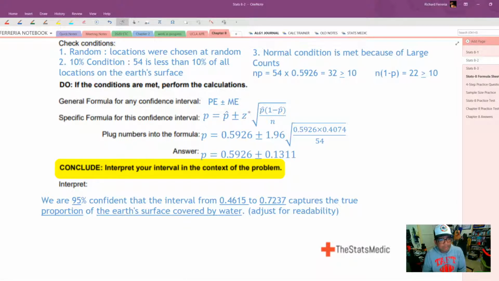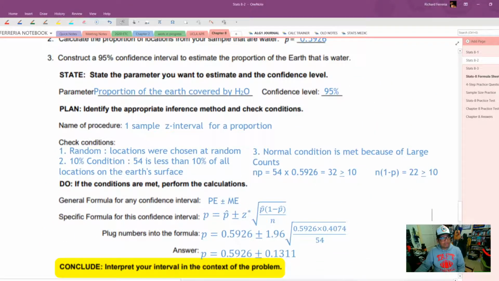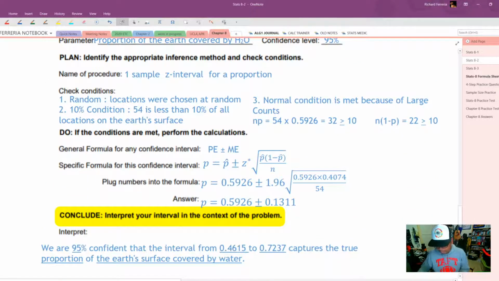Let's read this one more time to adjust for readability. We are 95% confident that the interval from 0.46 to 0.72 captures the true proportion of the Earth's surface covered by water. Sounds pretty good to me. And there you have it, the 4-step plan for a confidence interval. Not so bad, right? After everything that we've done already, having these 4 steps is actually kind of a relief because you know exactly what you need to do for all of these problems.